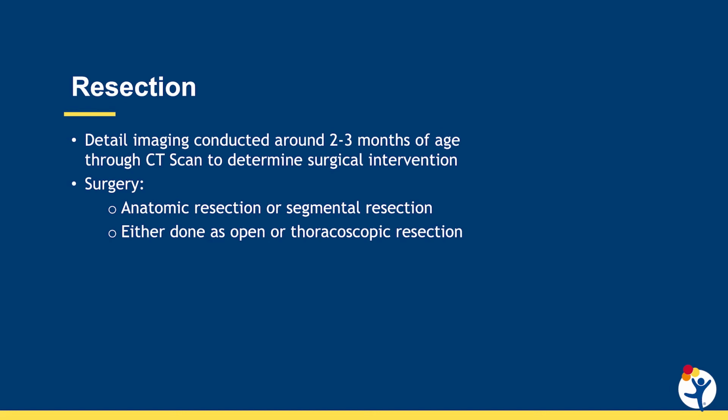Typically, the surgery can involve either an anatomic resection of the entire lobe of the lung that this lesion is contained within, or if the lesion's relatively small and isolated, it sometimes can be amenable to a more segmental resection or a smaller resection where we do not remove the entire lobe of the lung.